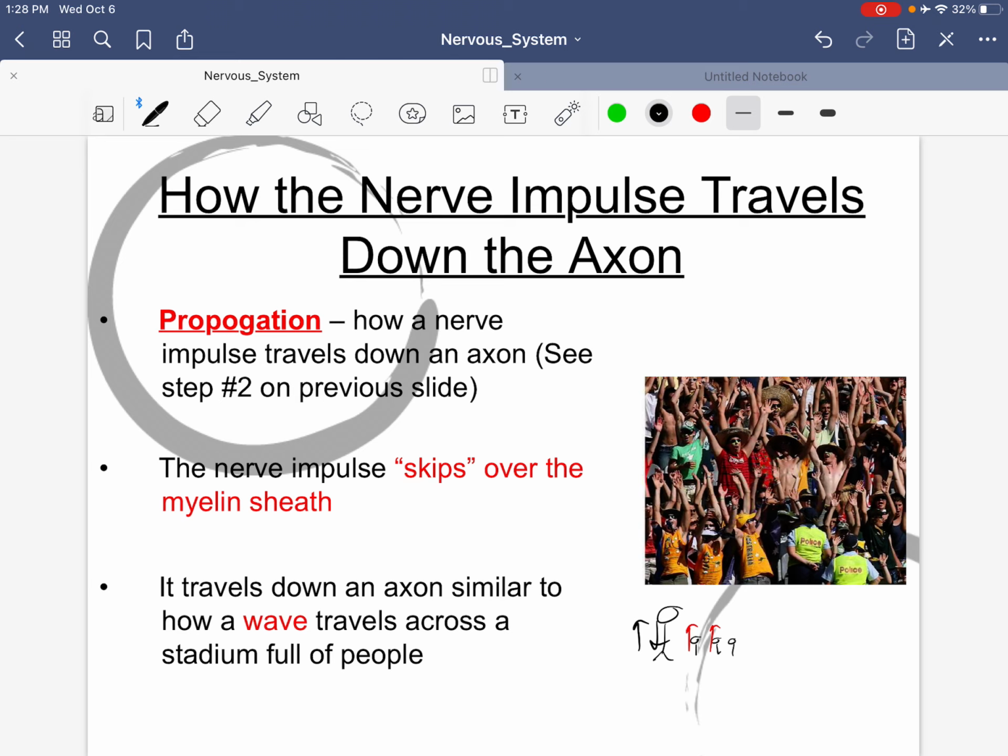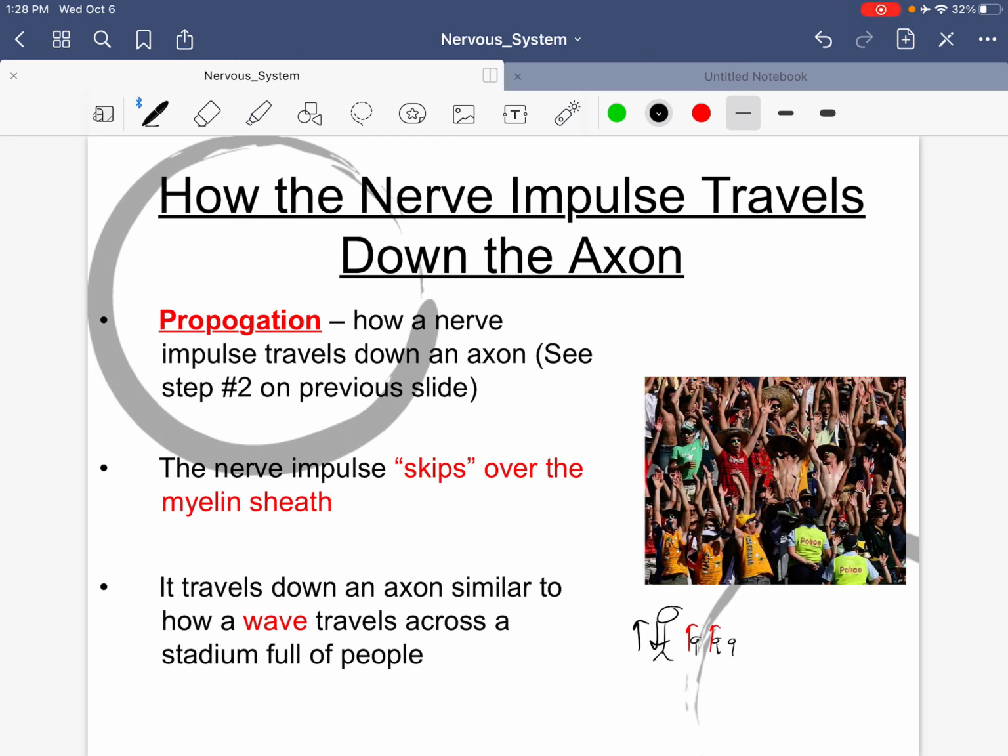So depolarization would be the same as standing. The spread of depolarization would be the same as when you stand, the person next to you stands, which makes the person next to them stand. And then repolarization would mean after you stand, you sit down, back to normal.